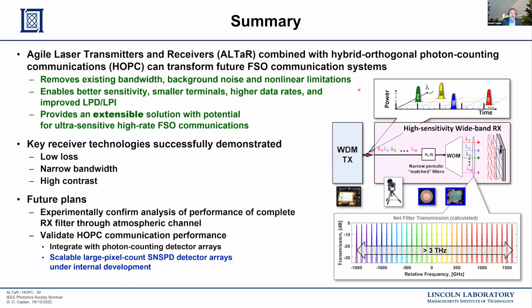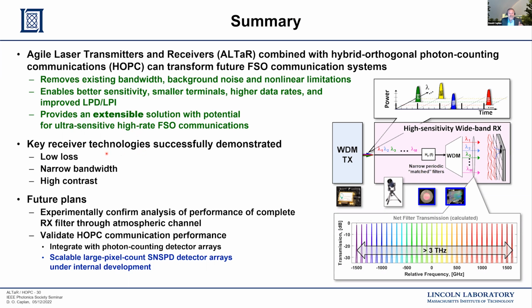And so that brings me to my conclusion. I have highlighted some agile laser transmitter and receiver designs that can be combined with hybrid orthogonal photon counting communications that have the potential to transform future free space optical comm systems, removing existing limitations, giving us better sensitivity, smaller space terminals, supporting higher rates, and better security via sensitivity in the receivers. This is potentially an extensible solution with potential for both ultra-sensitive and high-rate operation.